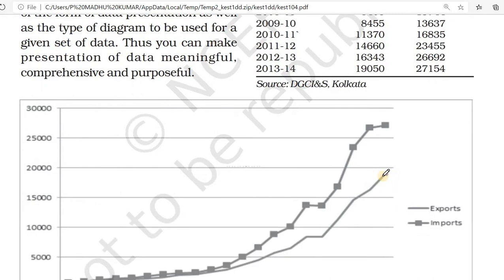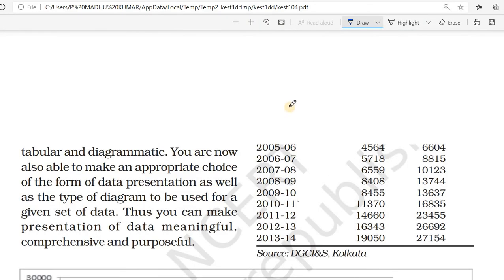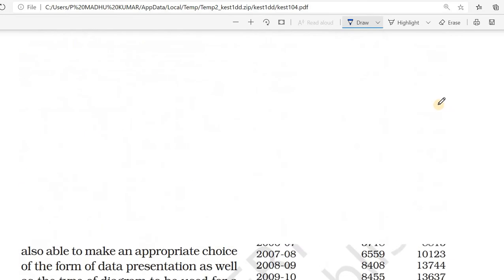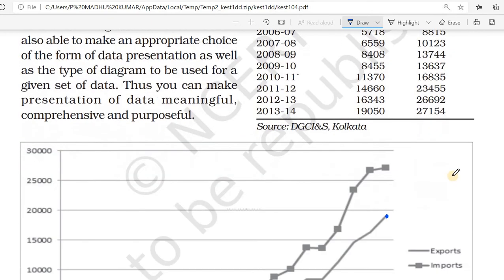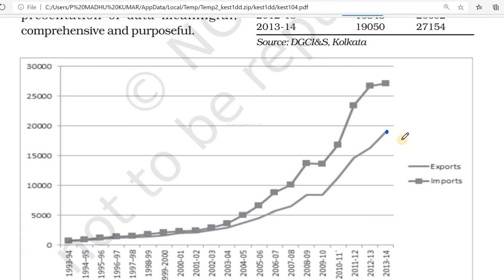Okay, then this line is the export. We need to mark these points and we need to join this line. Then next one, we need to join this line. Okay, then after that next one is import. We can give two colors or two shades, like we can draw with a black pen or blue pen. Then we can understand which one is export and which one is import.